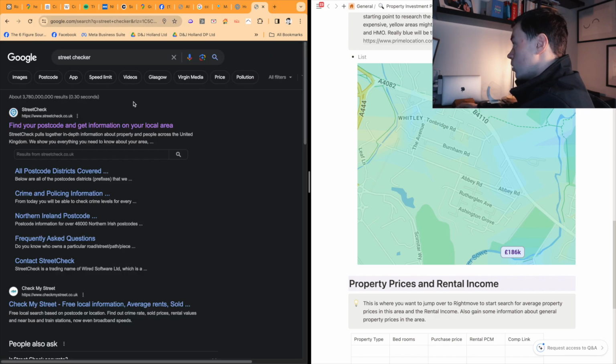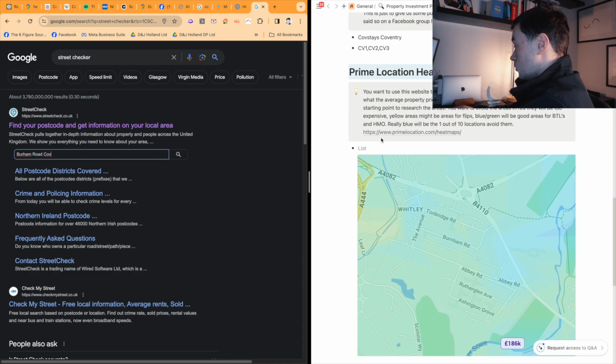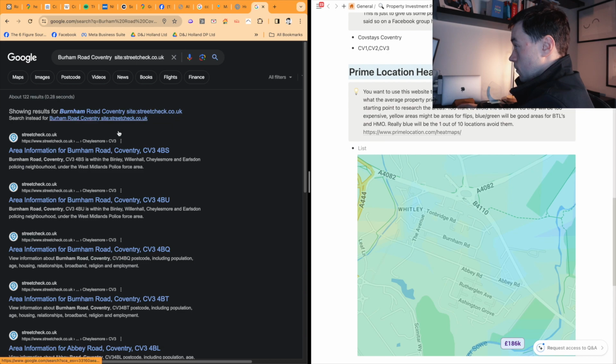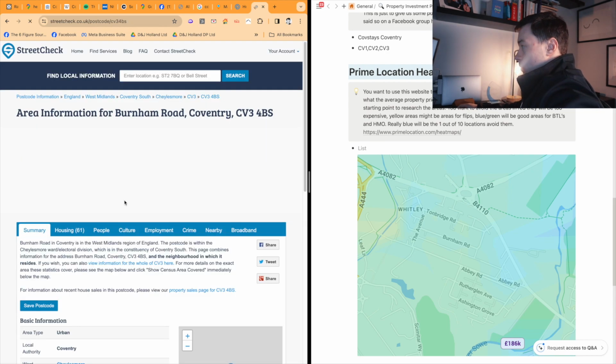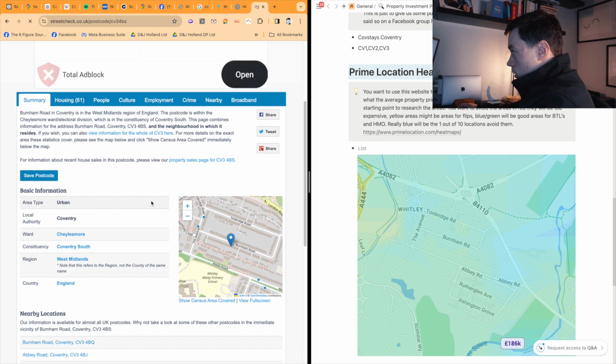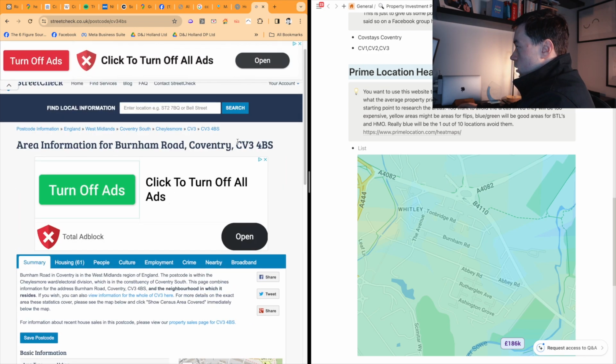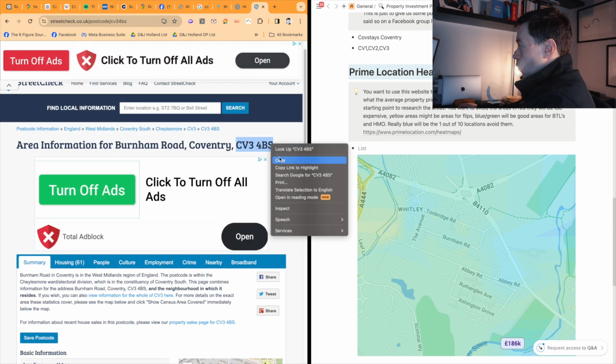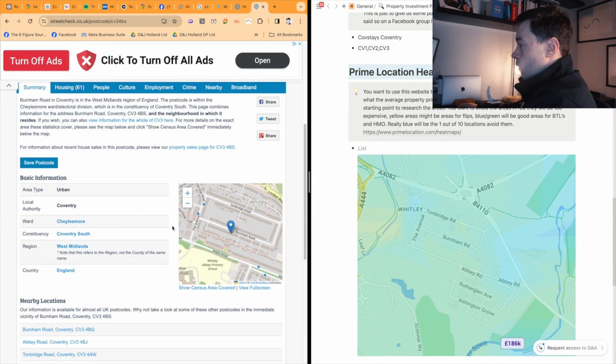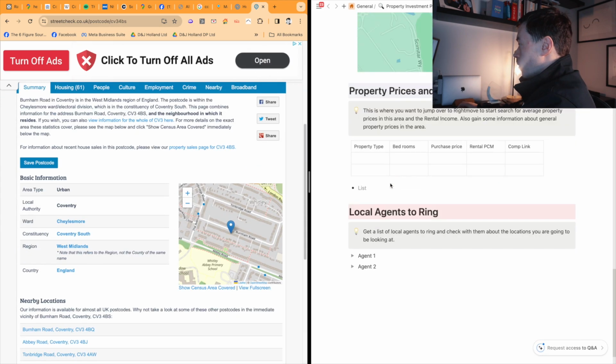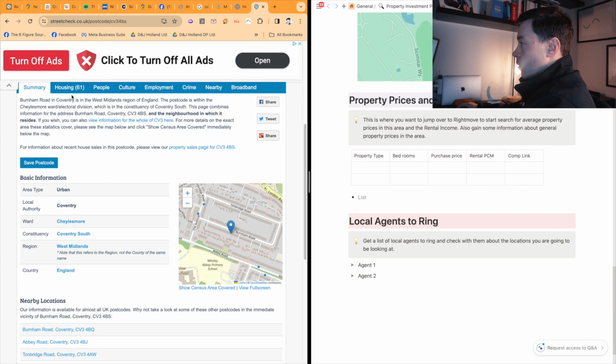And we're looking for, let's go for Burnham Street. Burnham Road, sorry. Coventry. So CV3. So we've got the postcode now. So this is a really good website you can use to check information on the area and see what sort of properties are in that area. So let's have a look.